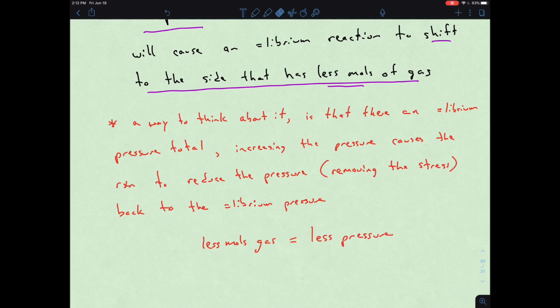So that's the stress of pressure, right? The equilibrium reaction has an equilibrium pressure. That's the total pressure of all the gases within the equilibrium. And if we're now putting a stress on that equilibrium pressure by, in this case, increasing it, well, then that reaction responds to that stress by trying to reduce the pressure. And since moles of gas and pressure of gas are directly related to one another, lowering the pressure means going to the side with less moles of gas.